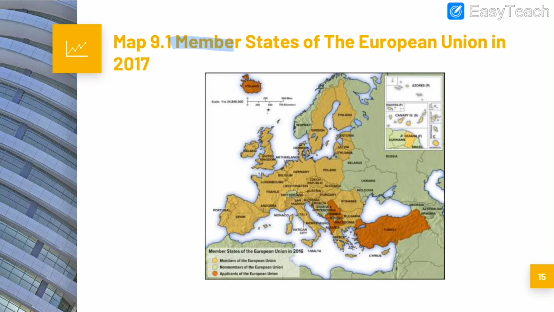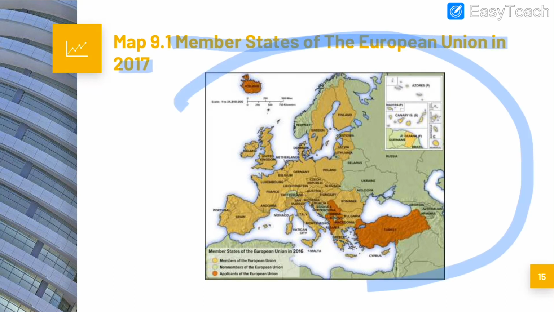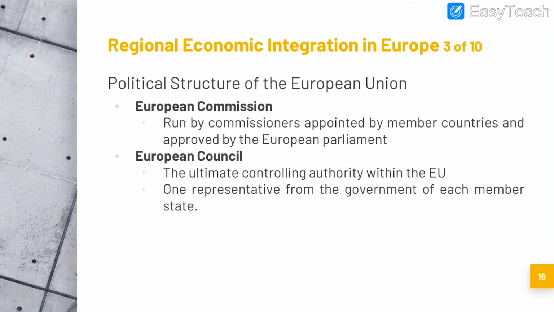You can see this is the map of the member states of the European Union in 2007. This is Europe, and these are the members. You can see the members, non-members, and also the applicants to the European Union. Now we move to the political structure of the European Union. They have four political structures: the European Commission, European Council, European Parliament, and Court of Justice. We go one by one.